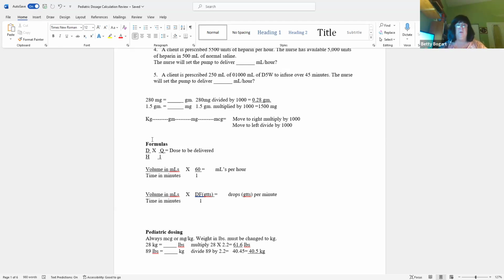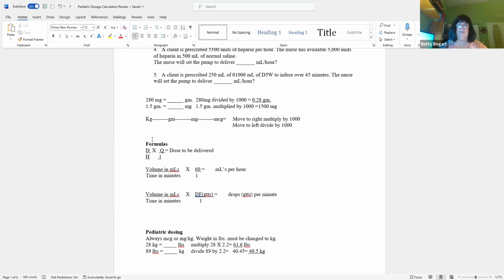The second equation we use is mLs per hour. How fast am I going to make that pump run? In that equation, you're not going to see a dose that you have to deliver. You're going to have a volume of liquid that needs to be delivered, and it's going to tell you how long it needs to be delivered over. The one thing students always forget, well, many times, is to multiply by 60, which is 60 minutes in an hour. And that's how you get mLs per hour. I'll go into this some more.